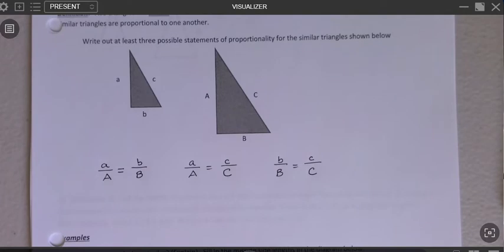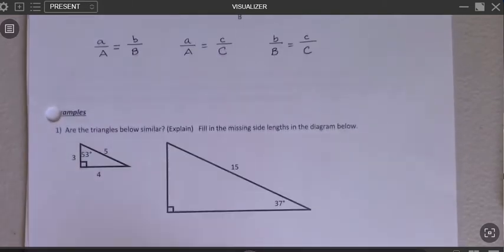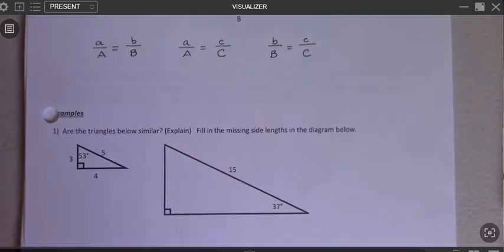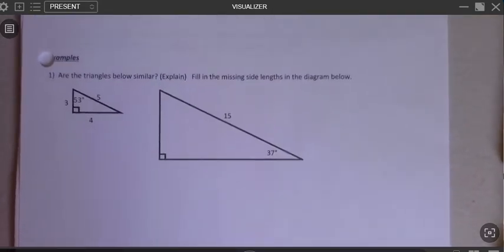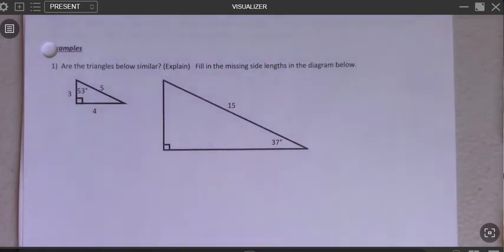And given enough information about a triangle, I can generally use those statements to help me figure out more information or finish solving for the various sides of a triangle. And that's what we're going to work on in a couple of examples here. All right, so in the first example, we want to know, are the triangles similar? And it says to explain.